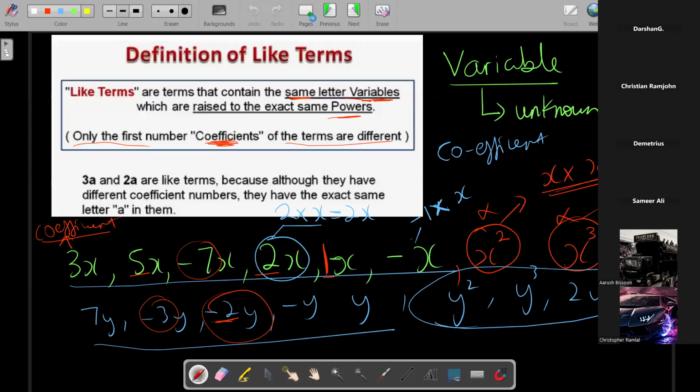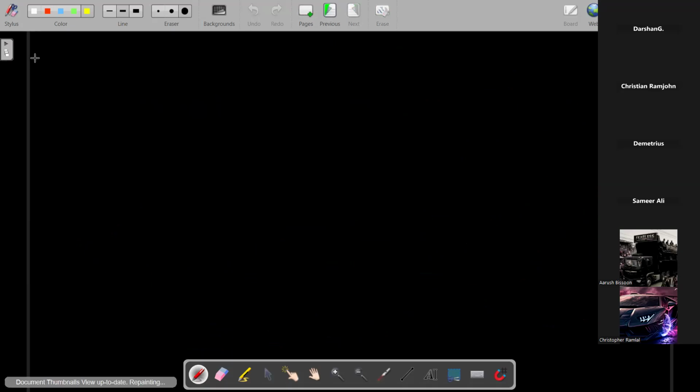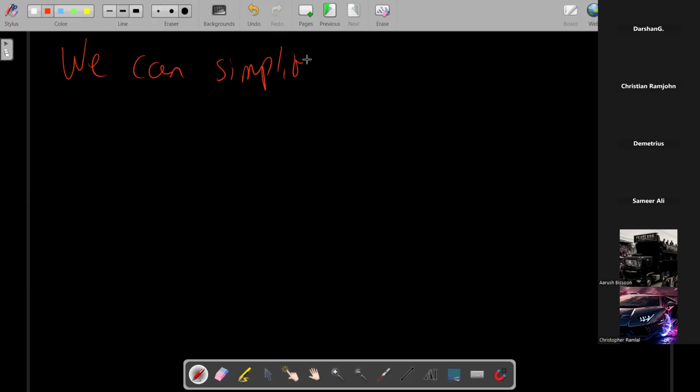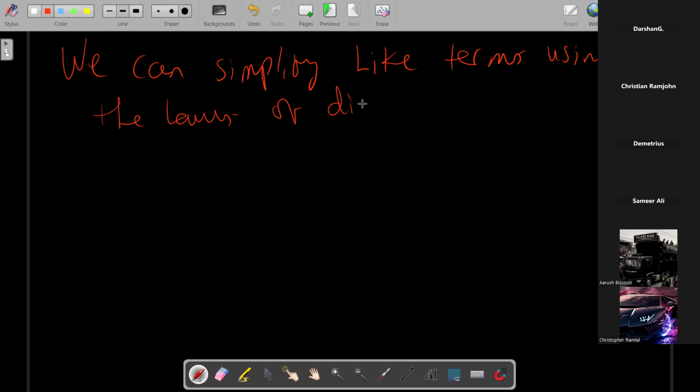So, understanding like terms is the first step to doing the topic today. The topic today is simplifying like terms. So, this is a note here. You can take this down in your notes later today. We can simplify like terms using the laws of directed numbers.